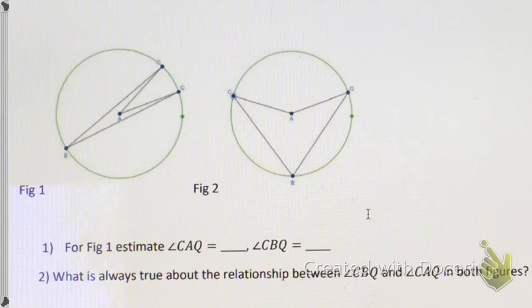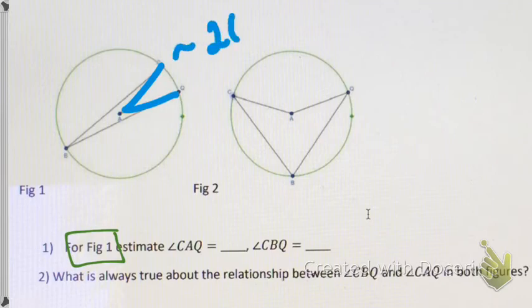Then we come over and look at this inscribed angle. These questions came right out of the book actually. For figure 1, you're looking at figure 1 and you're estimating. Estimating means just guess. That central angle right here looks to be approximately, you could just say 20 degrees. That's fine. You could say 30 degrees. You could say 28 degrees. It doesn't matter. The main idea when you estimate is that CAQ is 20 degrees.